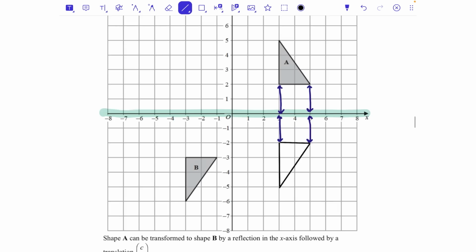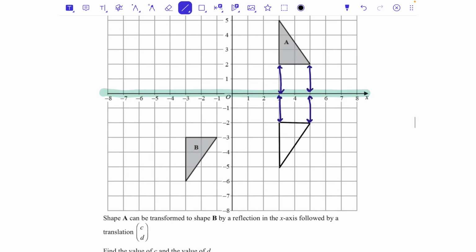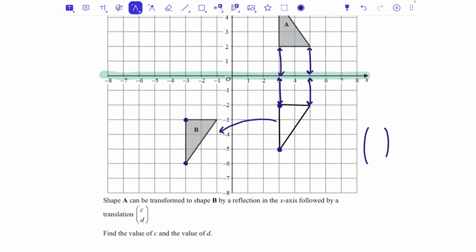And then a translation. Now a translation is when it's just moved and we're going from this one to this one. You can pick any corner you like, but if you're picking this corner, for example, then you need to go to this corner on the other one. If you were picking this one, you'd need to go to this one and so on. Now a vector, the top number is left or right and the bottom number is up or down. Negative is left, positive is right, negative is down, positive is up.